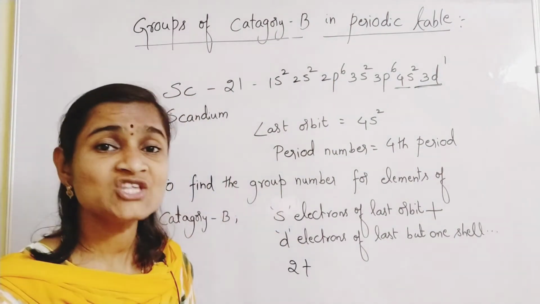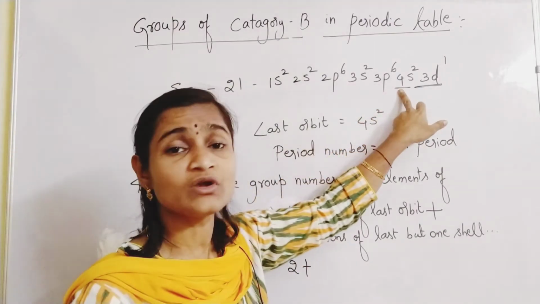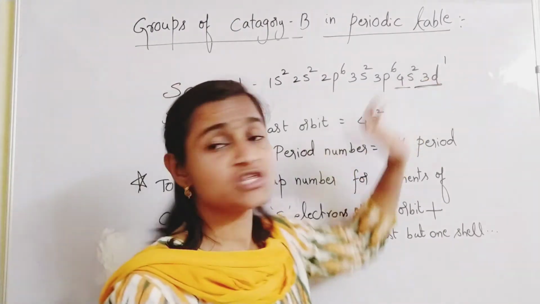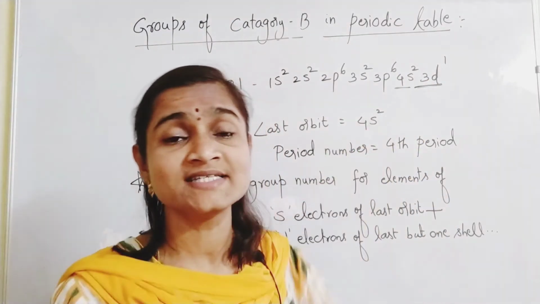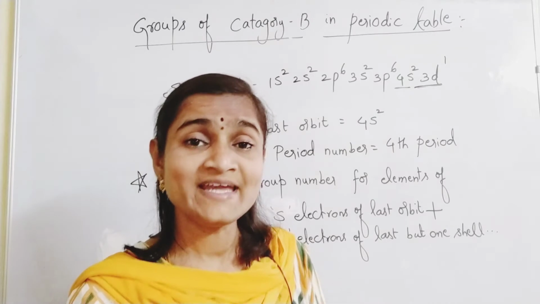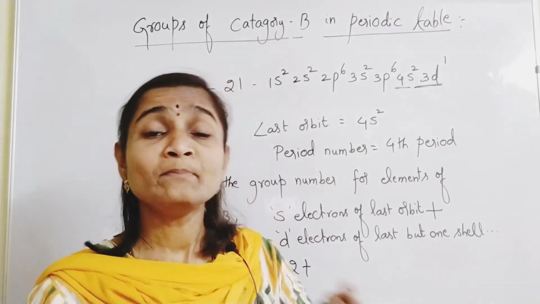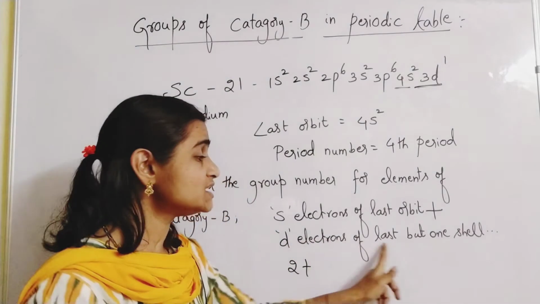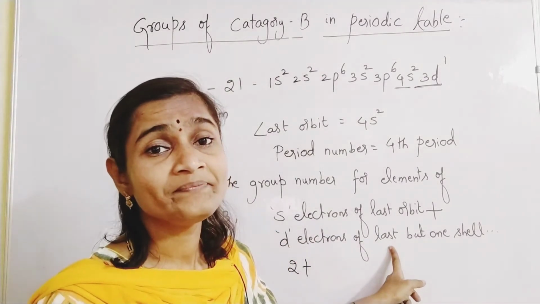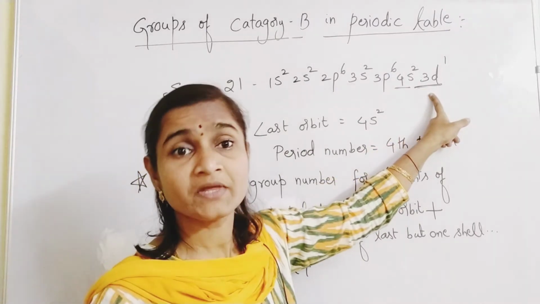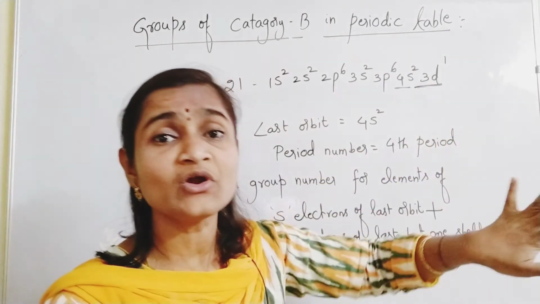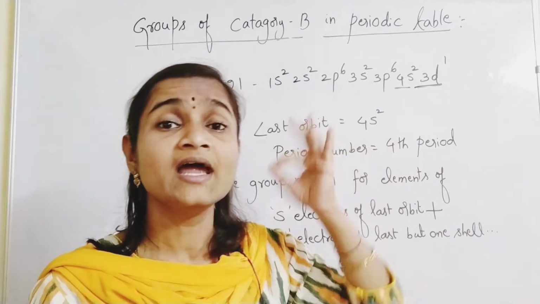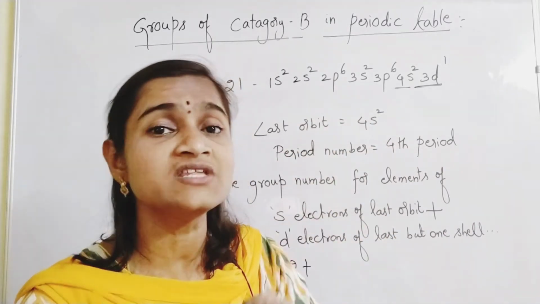Here, what does last but one shell mean? The last shell is the fourth shell; last but one means the shell before. Certain words are also there for it: ultimate shell means the last orbit, penultimate shell means the last but one shell. Here the last but one shell is the third orbit. Count only the d electrons, not the s electrons and p electrons.